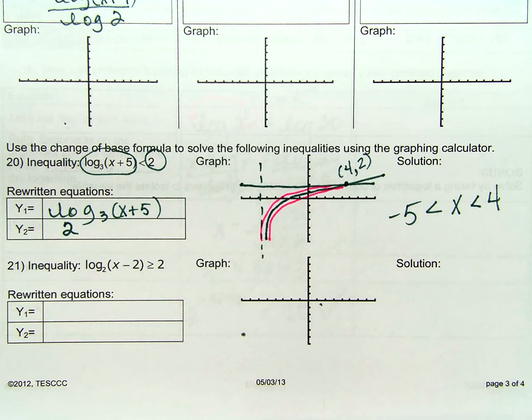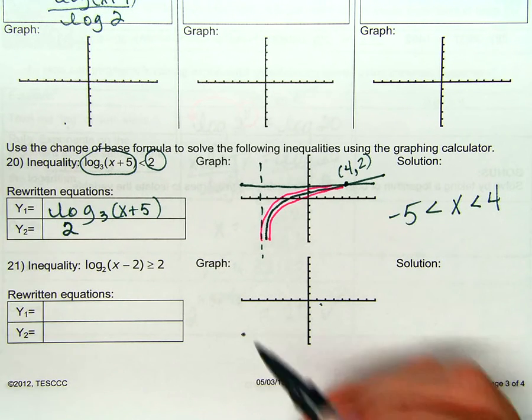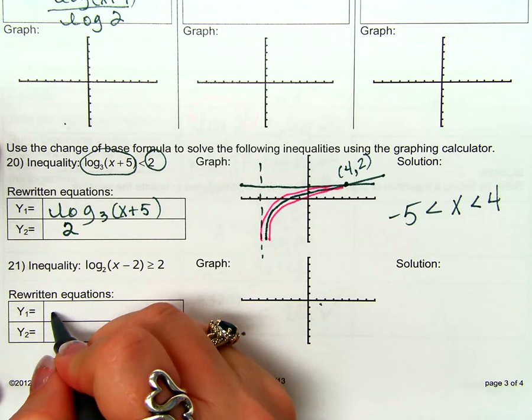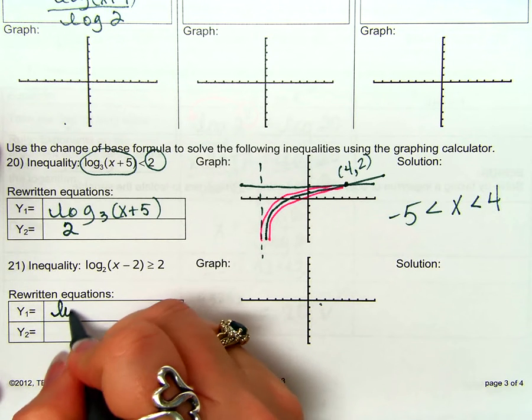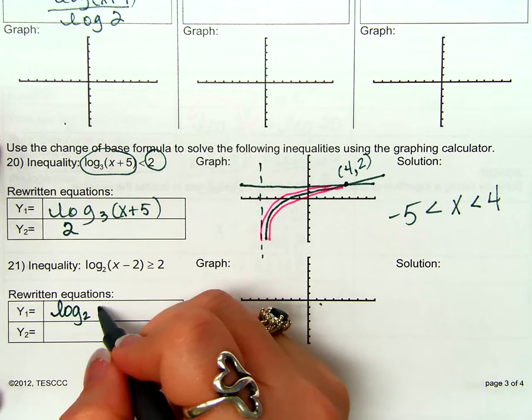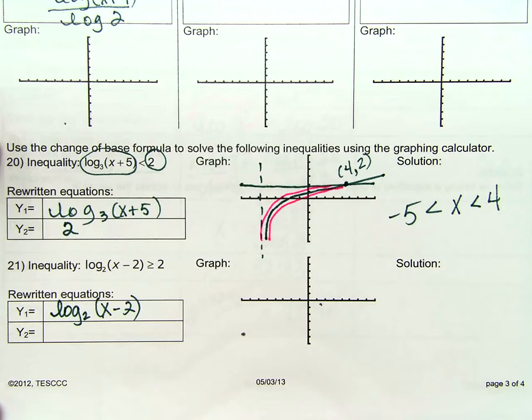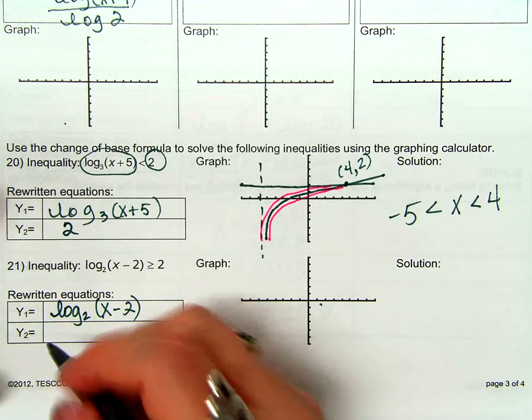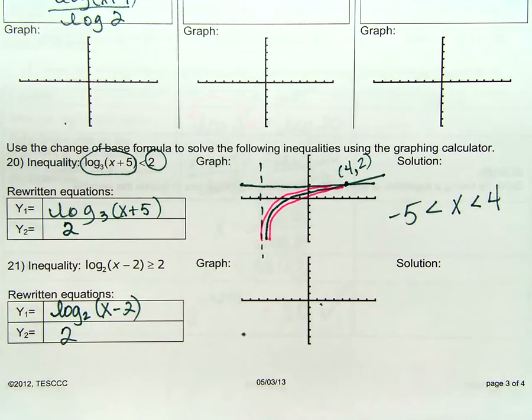That is my solution. Does that make sense? Okay. So look at 21. Let's do this one real quick as well. What's going to go in y1? Log base 2 of x minus 2. And what's going to go in y2? Yes, ma'am. 2. Because that's the other side of the inequality, right?